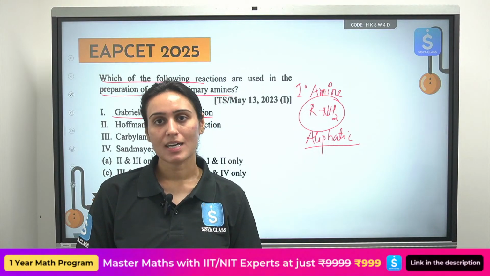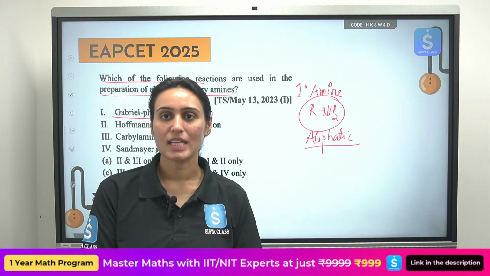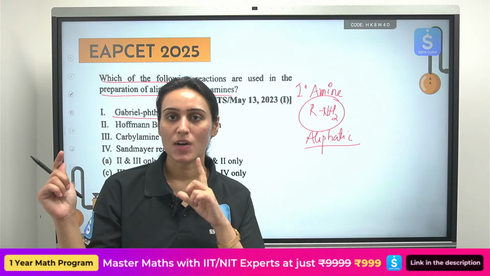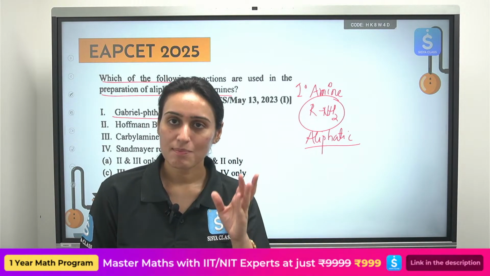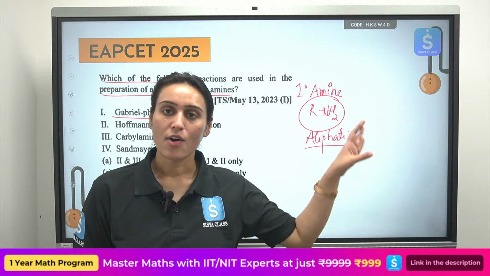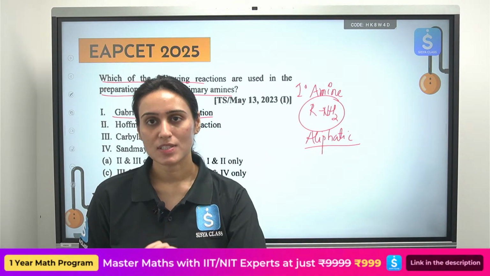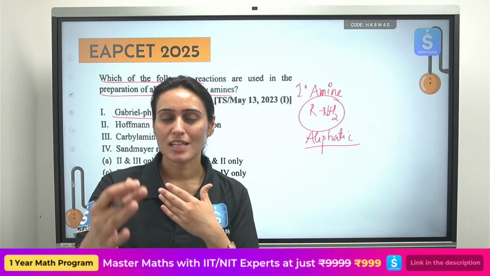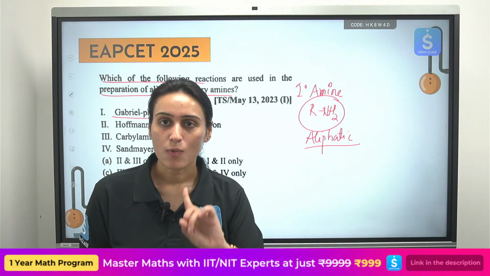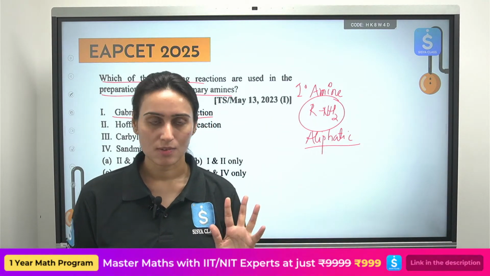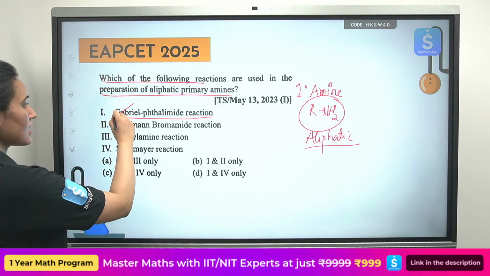because on the aromatic amine, you cannot do the nucleophilic substitution because of the resonance with the aromatic system and partial double bond character. On your aliphatic amine, on the alkyl side, the substitution is easier. That is how you prepare the 1 degree aliphatic amine. So we can prepare it from the Gabriel phthalimide reaction.